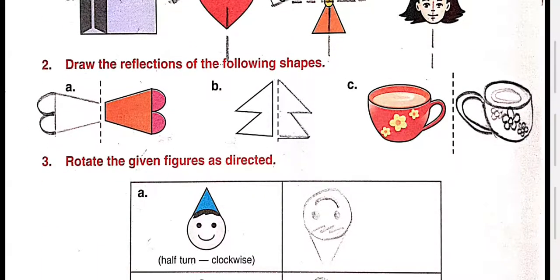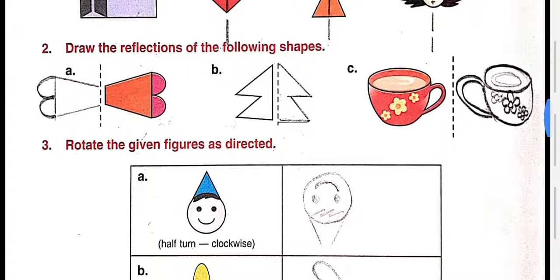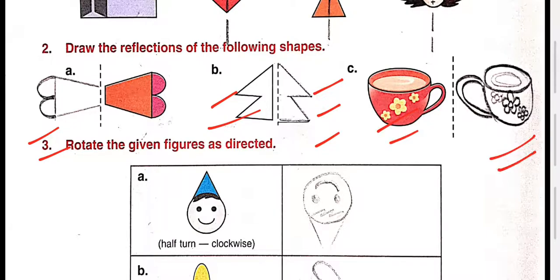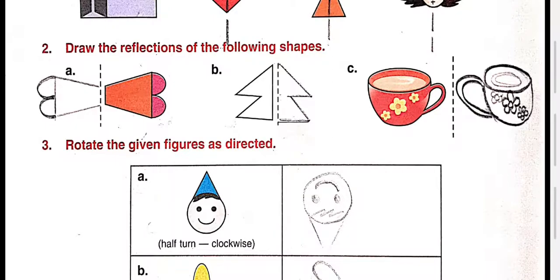Now draw the reflection of the following shapes. You have one side here, so the same figure you have to draw on this side with the help of a pencil. One tree is here. Same figure you have to draw on this side. And one cup is here. Same figure you have to draw on this side. Both are the same. So you have to draw this figure with the help of a pencil.